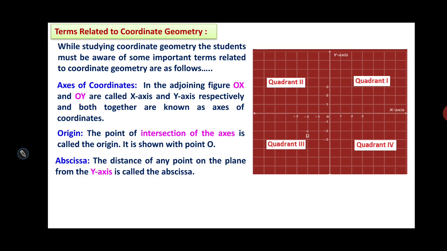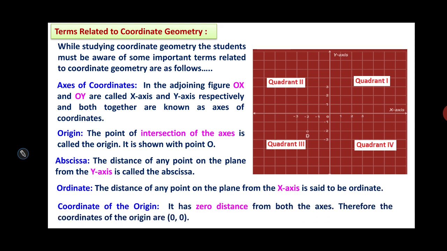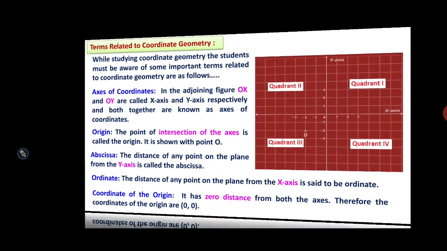Abscissa: the distance of any point on the plane from the y-axis is called abscissa. Ordinate: the distance of any point on the plane from the x-axis is said to be ordinate. Coordinates of the origin: it has zero distance from both the axes. Therefore, the coordinates of the origin are always (0, 0).